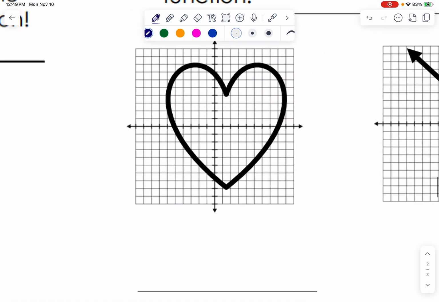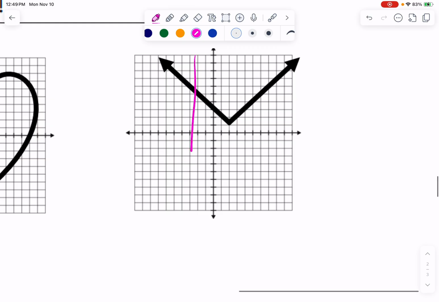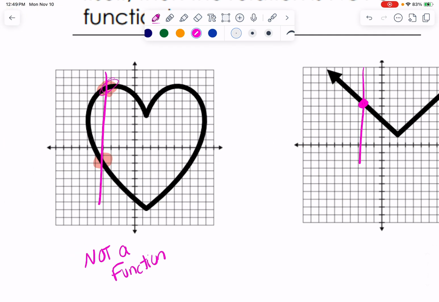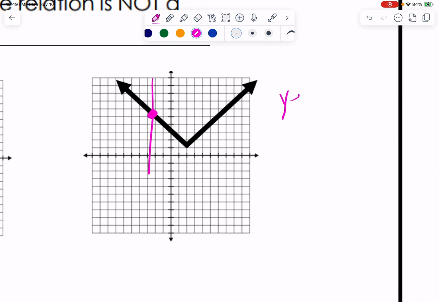So let's look at this heart. If I draw a vertical line, does the x value repeat? Yes. So we would say that this is not a function. Okay, let's look at the last graph. If I draw a vertical line, does the x value repeat? It does not. I only touch 1 point, right? That vertical line only goes through 1 point, whereas this vertical line is going through 2 points. That's why it's not a function. But if it only goes through 1 point, then yes, it is a function.